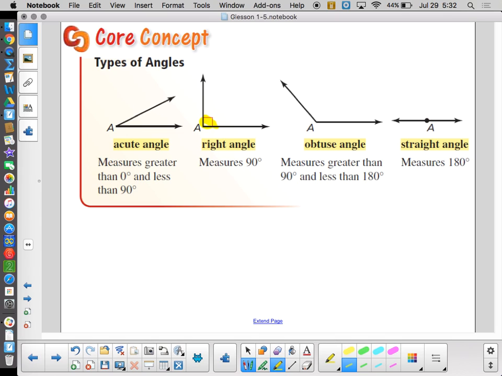Obtuse angles are between 90 and 180. Straight angle is kind of interesting, that might be new to you. It's exactly 180 degrees. A straight angle could also be known as opposite rays.